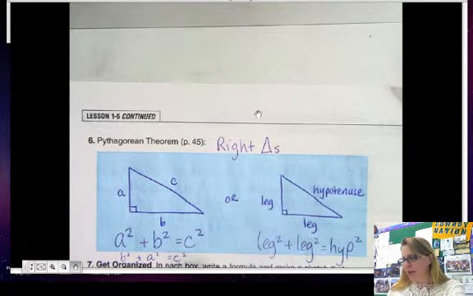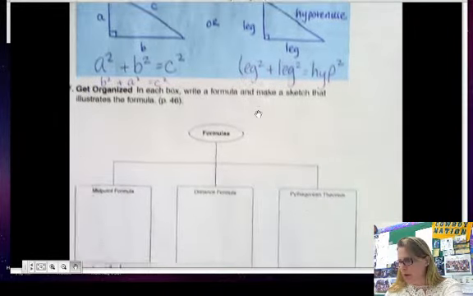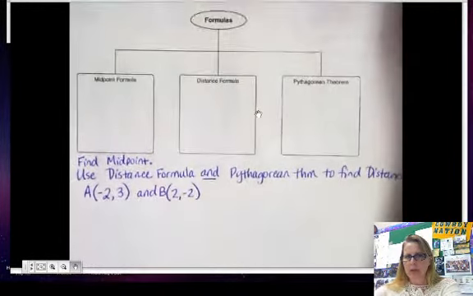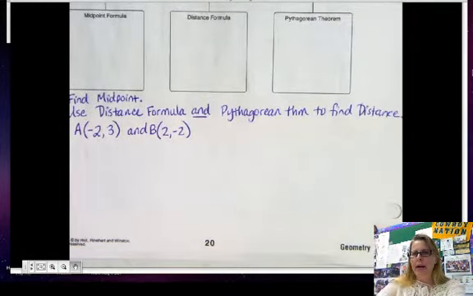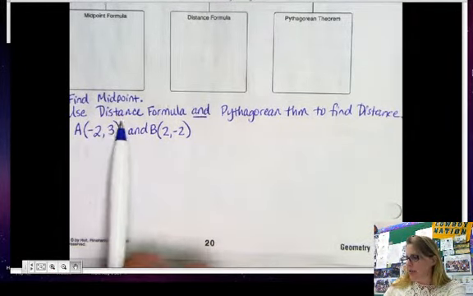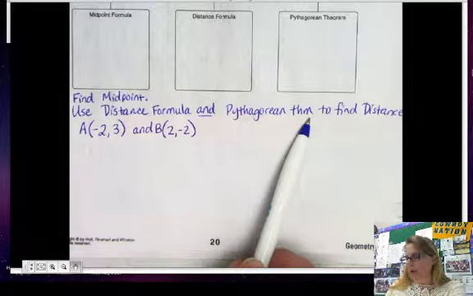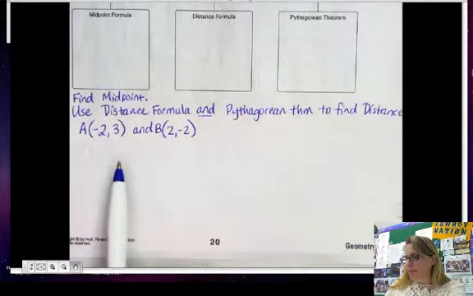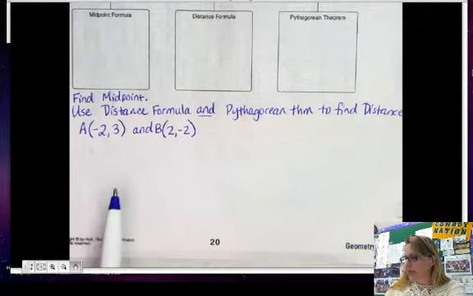Okay, and I'll show you now, we're going to go down below. Go all the way down to the bottom of the page here. We're going to do a problem where you have to use the distance formula and the Pythagorean Theorem to find the distance, because you're going to be doing this in your book work and also in the review for mastery. So let's do an example of this. This is one that students really need to know how to do.